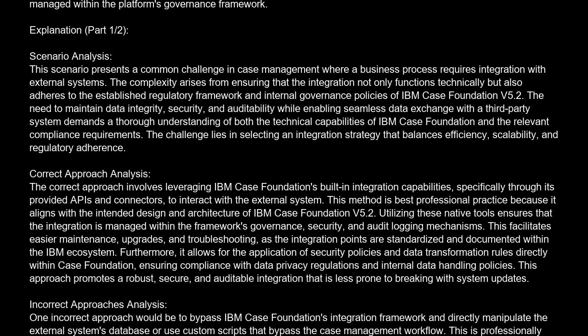This facilitates easier maintenance, upgrades, and troubleshooting, as the integration points are standardized and documented within the IBM ecosystem. Furthermore, it allows for the application of security policies and data transformation rules directly within Case Foundation, ensuring compliance with data privacy regulations and internal data handling policies. This approach promotes a robust, secure, and auditable integration that is less prone to breaking with system updates.